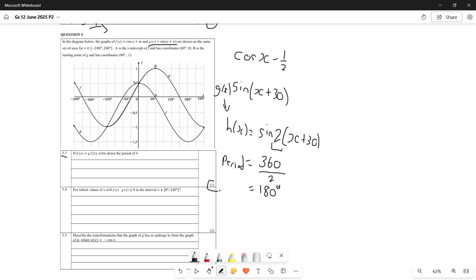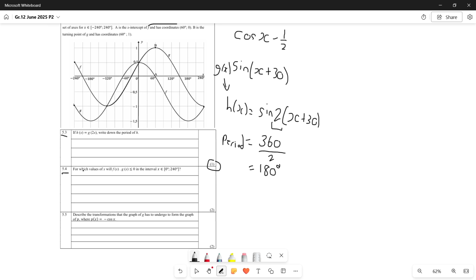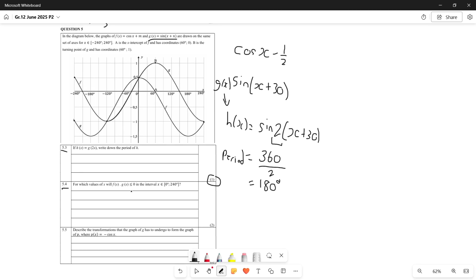So that has just earned us 1 more mark there. And then question 5.4, it says for which values of x will f of x times g of x be less than or equal to 0 in the interval x is an element of 0 to 240 degrees. So f of x times g of x is negative.